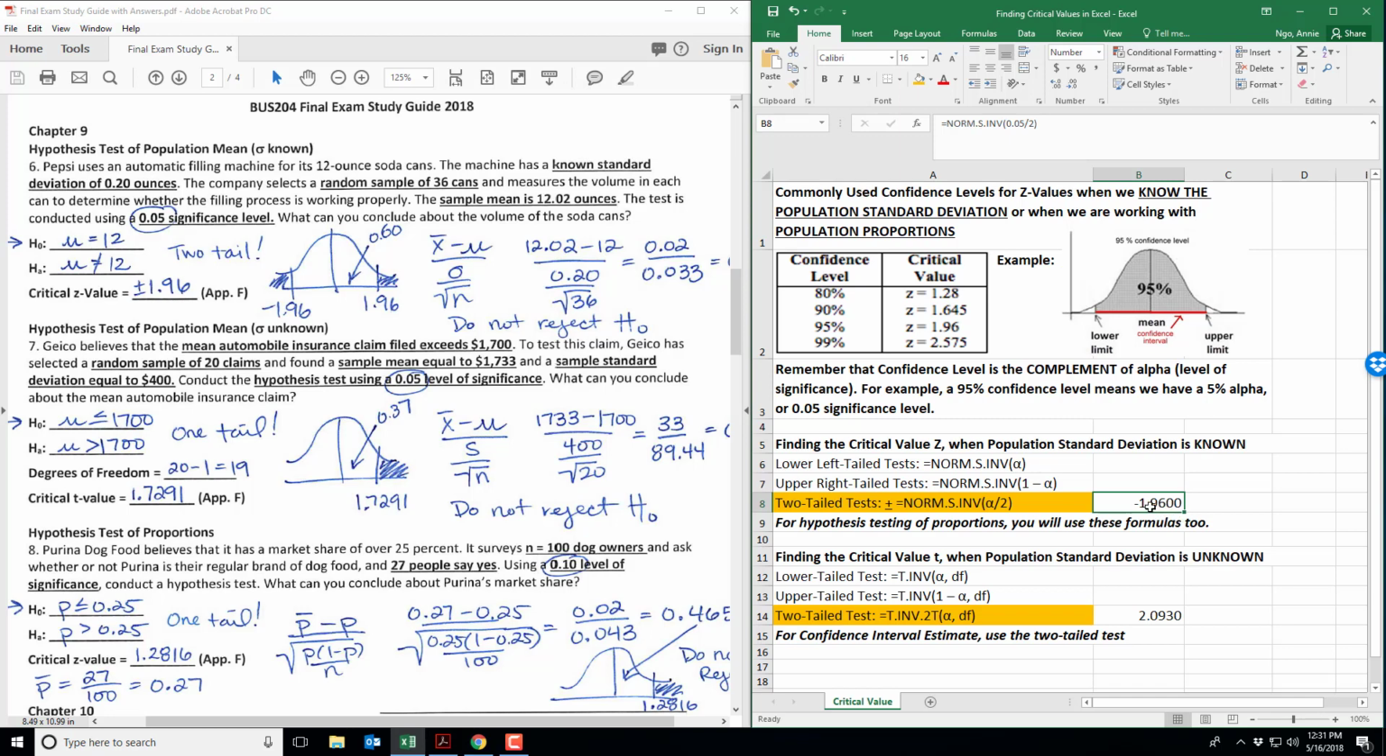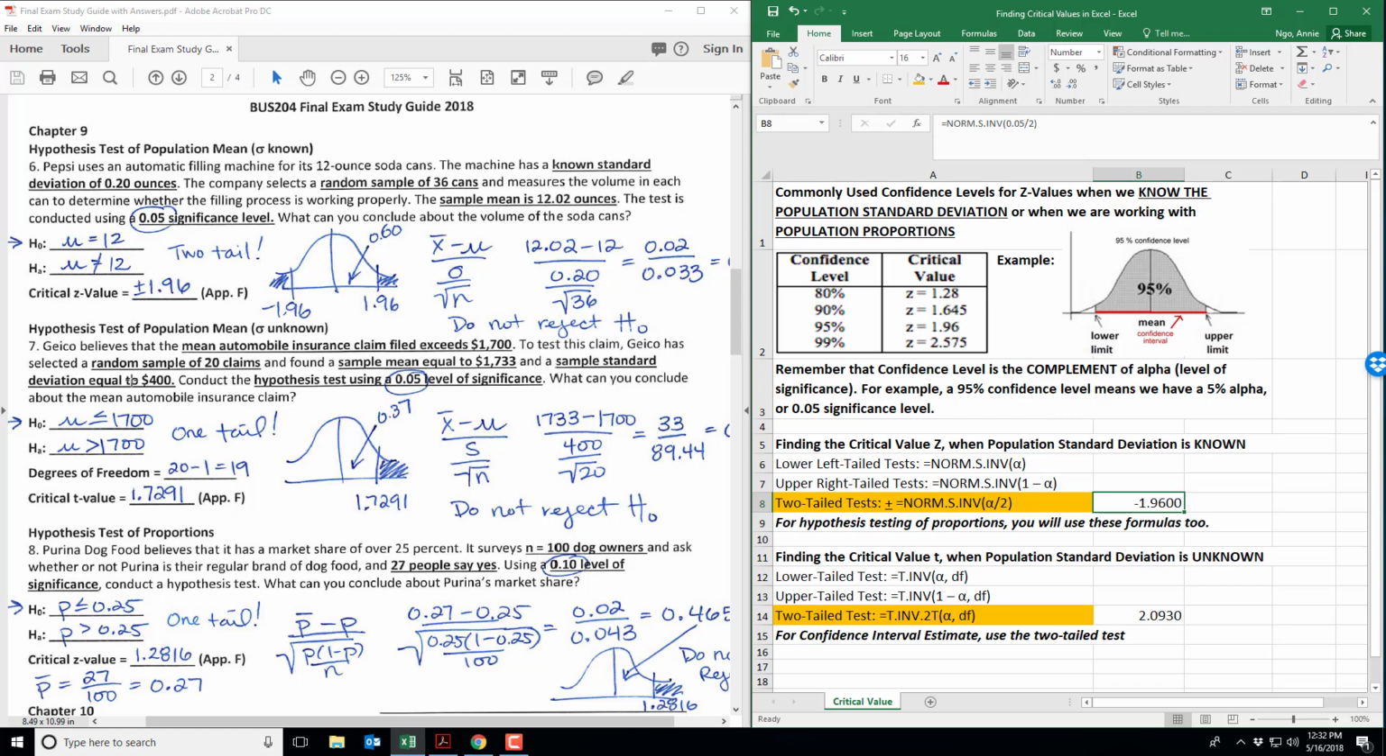Note though that Excel doesn't know how to do plus or minus, so it just gives us the first critical value closest to the left. That's the negative 1.96. I make a note here that it should be plus or minus our critical value. So as you can see here, when we looked at the Appendix F, it was plus or minus 1.96. Because my critical values, I have a negative 1.96 on the left, and I have a positive 1.96 on the right.